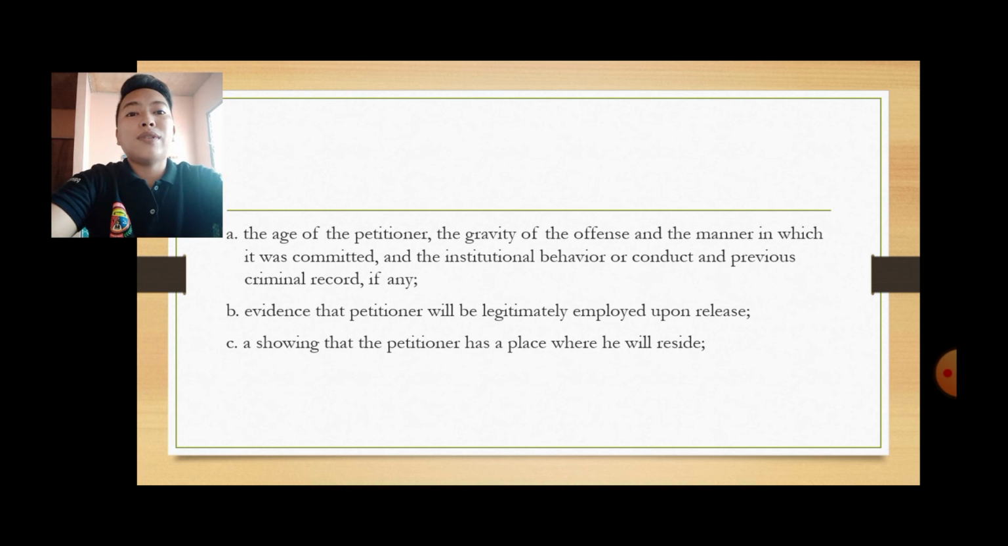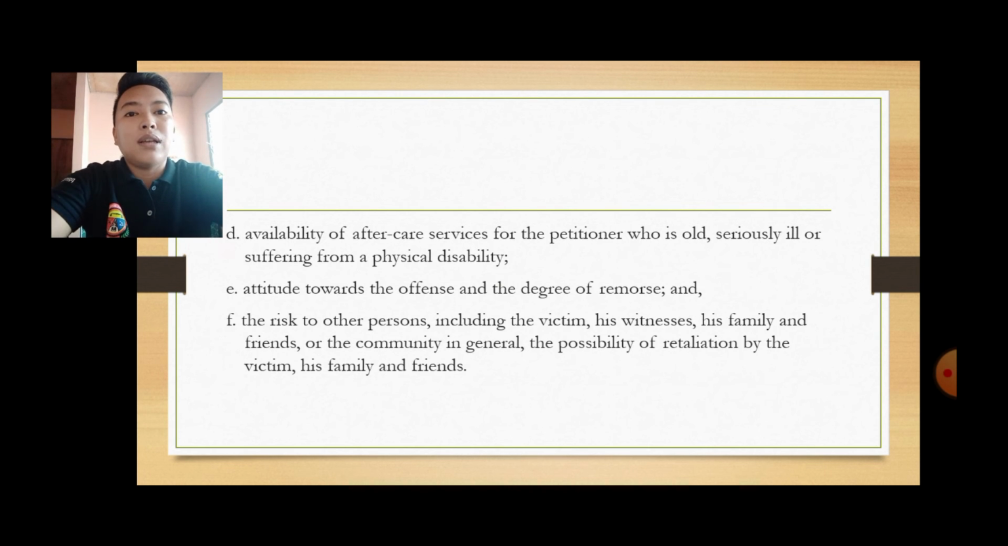Next, evidence that the petitioner will be legitimately employed upon release. Letter C, a showing that the petitioner has a place where he will reside, a home or a residence. Next, letter D, availability of aftercare services for the petitioner who is old, seriously ill, or suffering from a physical disability. So, a petitioner who is old, ill, or suffering from a physical disability may be considered or granted by the board in granting conditional pardon or parole.